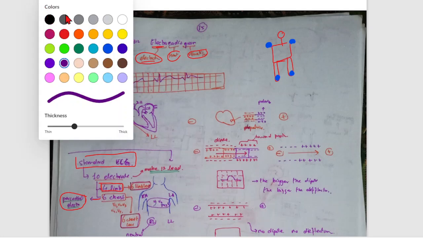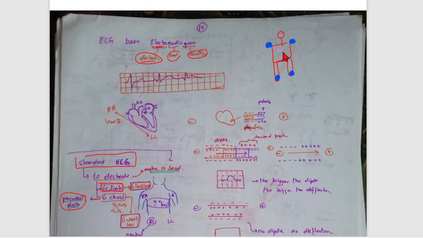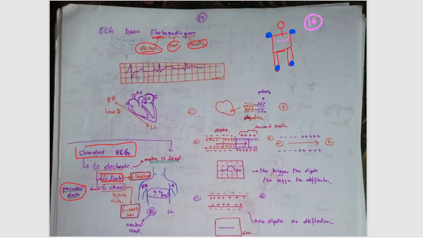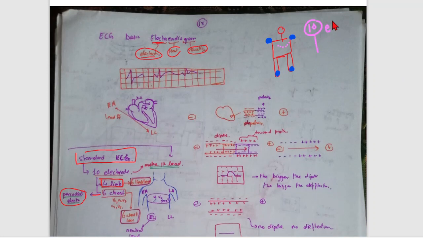Let me draw it again. There are six chest leads: one, two, three, four, five, six. These are chest leads. They are present on the thoracic, on the sternal side, on the chest. So now the total is 10. These are actually the electrodes. These 10 electrodes create 12 leads.